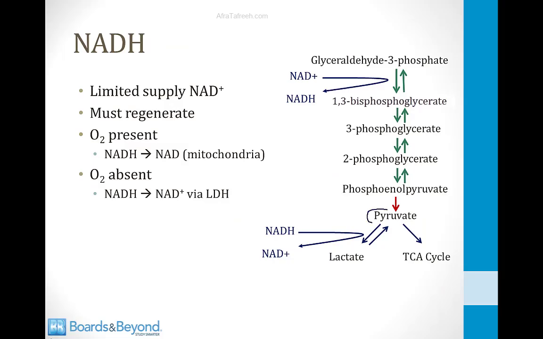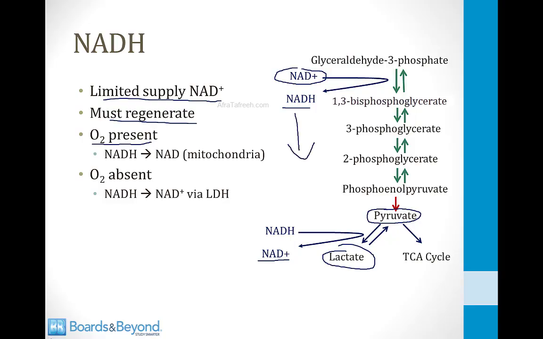Another important feature of this conversion of pyruvate to lactate is that it regenerates NAD+. Recall that we used a molecule of NAD+ in the first step of the priming stage of glycolysis. We converted it into NADH. It turns out that cells have a very limited supply of NAD+, so they need to regenerate this in order to continue conducting glycolysis, which is vital to the cell. Now, if oxygen is present, this is no problem. The NADH can go to the mitochondria and engage in oxidative phosphorylation. That will generate lots of ATP and it will regenerate the NAD.